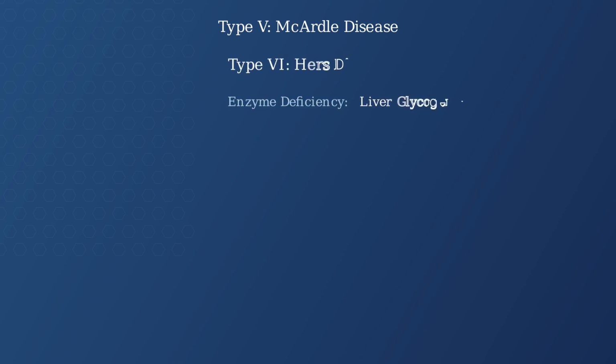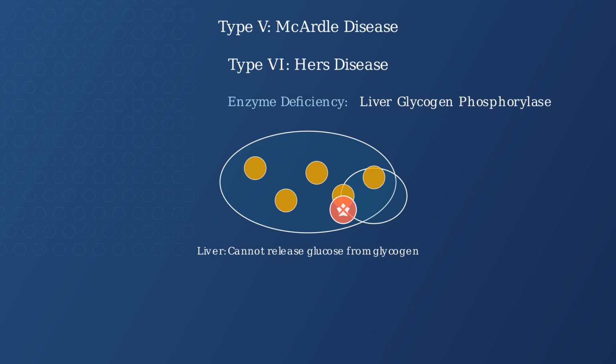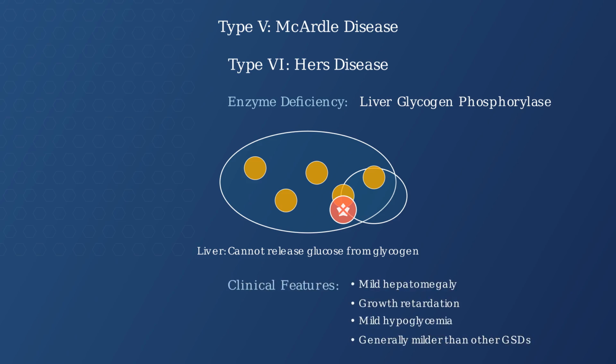Type 6, or HERS disease, results from deficiency in liver glycogen phosphorylase, affecting the liver's ability to release glucose from glycogen. HERS disease presents with mild hepatomegaly, growth retardation, and mild hypoglycemia, but is generally milder than other glycogen storage diseases. Management includes frequent meals, cornstarch therapy to provide slow-release glucose, and monitoring growth and development.